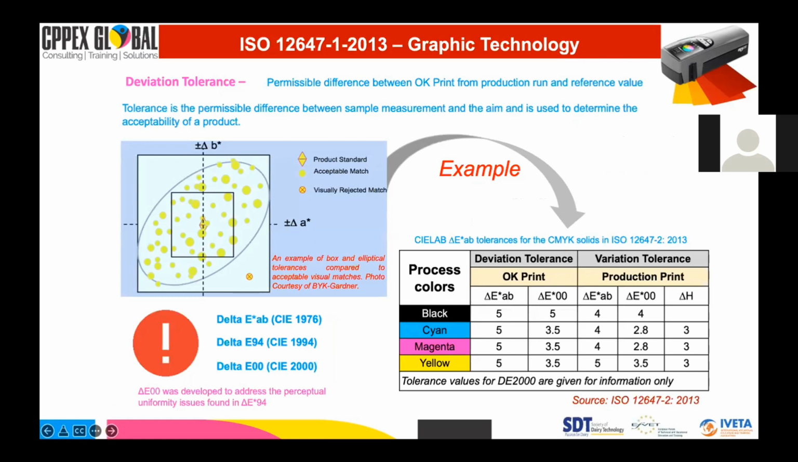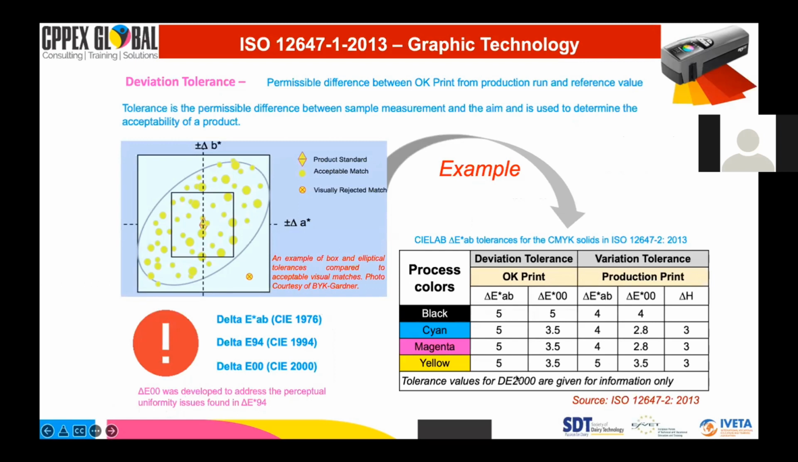We will talk about delta E, and at the bottom left here is the fact that there are different delta E equations. The reason for that is that the newer delta E was developed to address the perceptual uniformity issues found in delta E 94 and even worse in 76. We will talk about delta E tomorrow, but basically we should know that it's a color difference.